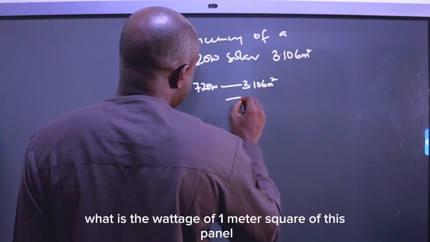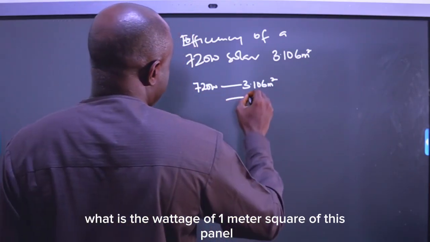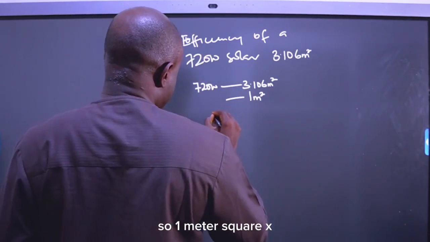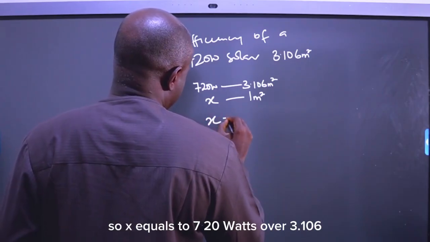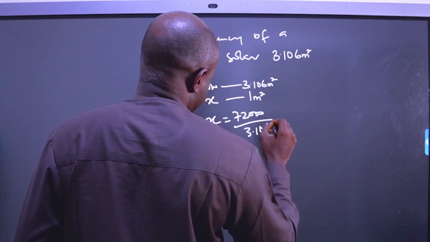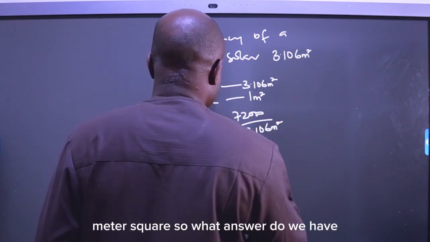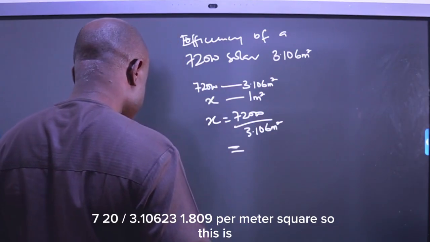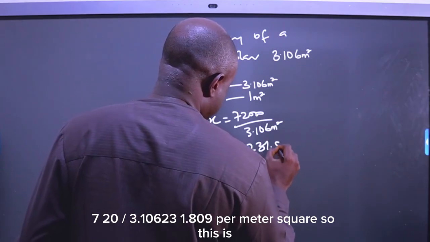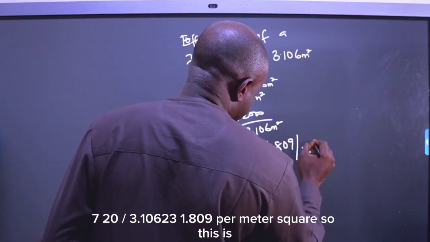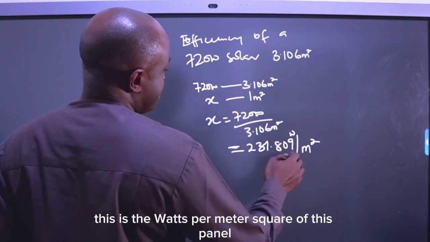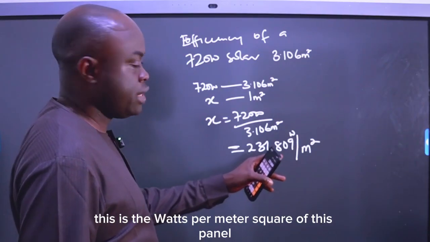So now, what is the wattage of 1 meter square of this panel? So you have to do the calculations. So 1 meter square is x, so x equals 720 watts over 3.106 meter square. So what answer do we have? 720 divided by 3.106, 231.809 per meter square. So this is the watts per meter square of this panel.